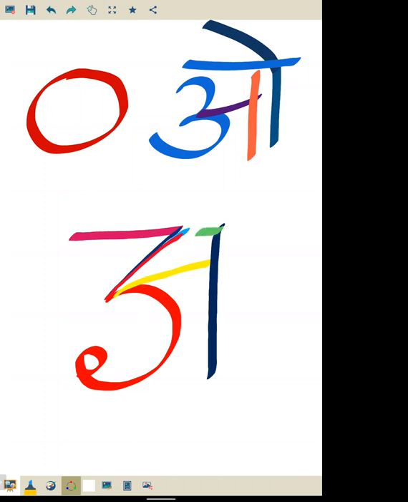Then you can join like this. This is the O. Please see. You can see the basic structure of O and the head stroke. Actually, in the Nandinagari script, you have to be very careful about the head strokes. The head stroke will help you to recognize the letters when you have the matras. So be careful about the head stroke.